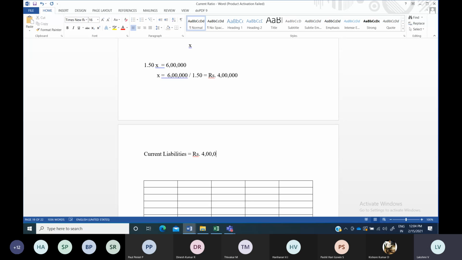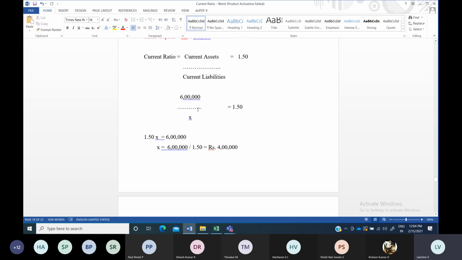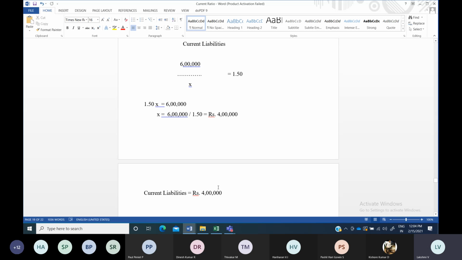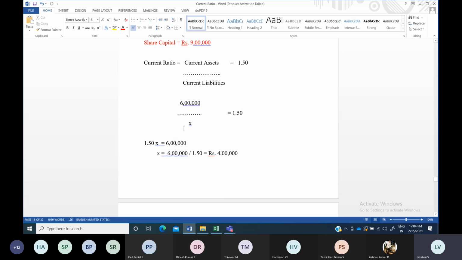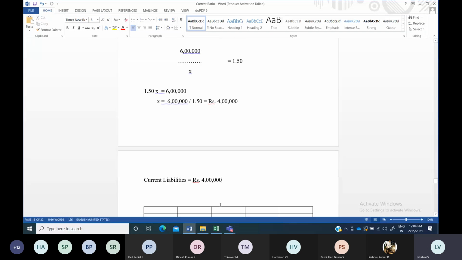So whether what we do is right or wrong, how can you identify? Current assets is 6 lakh, and current liability we have now found to be 4 lakh. 6 lakh divided by 4 lakh, if you get the same 1.5, then your answer is right. Whatever you have found out now, your current liability is right. So like this also you can verify.